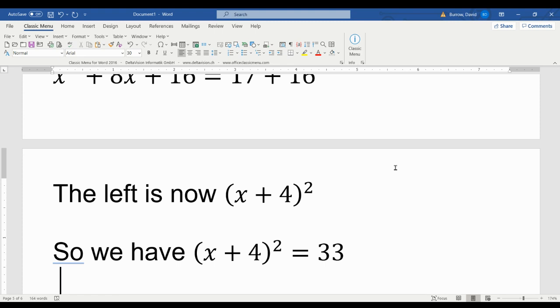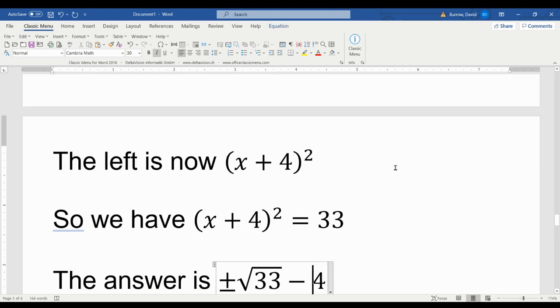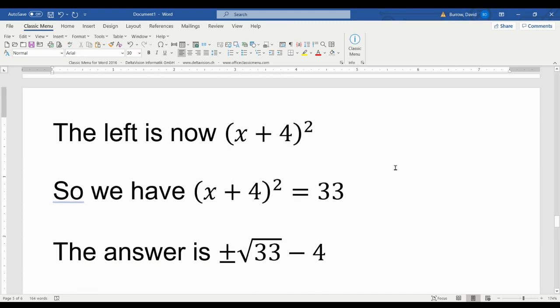Who knows what we would put for an answer this time? Or what would you do after you do the square roots on this? What's the left side going to say when you do the square root? Yeah, x plus 4. So I think it's going to be x plus 4 equals square root of 33, right? And again, always plus or minus. And that's why my final answer is just going to be plus or minus square root of 33 minus 4. Everybody follow that okay?